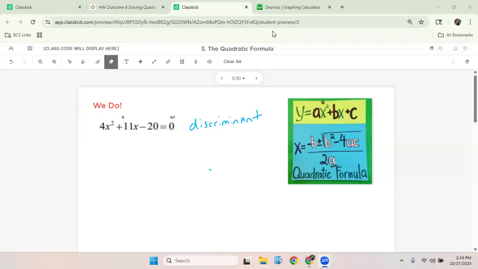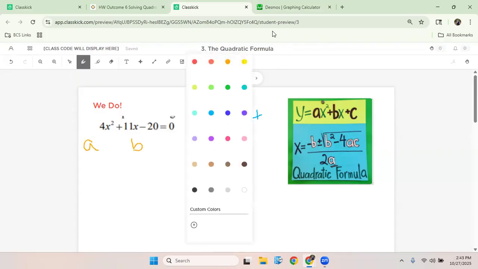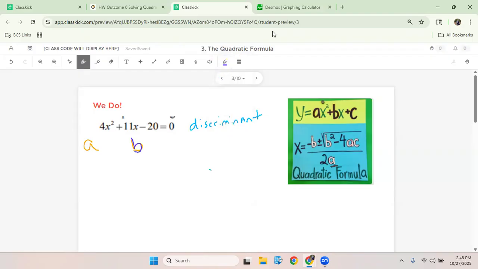Let's go ahead and solve this quadratic using the quadratic formula. When I do this, I like to start by labeling all of my variables. So you'll notice I'm going to say A, B, and C. And then I just follow it out. I get these A's, B's, and C's over here by the quadratic formula.